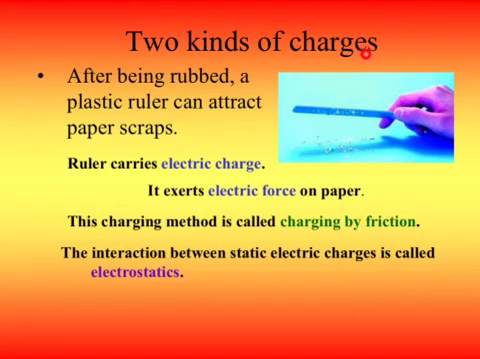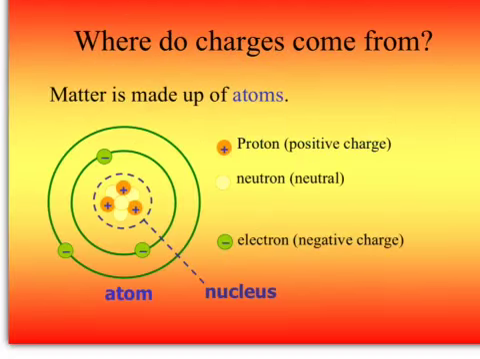After being rubbed, a plastic ruler, this one here, can attract paper scraps. I'm sure many of you have tried it. The ruler carries electric charge. It exerts electric force on paper. This charging method is called charging by friction. The interaction between static electric charges is called electrostatics.